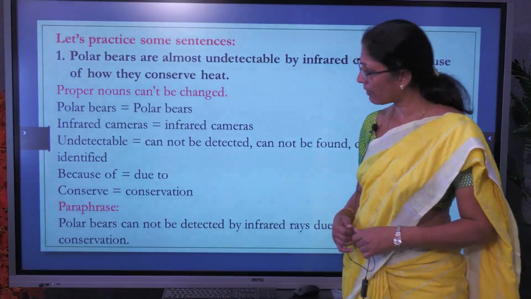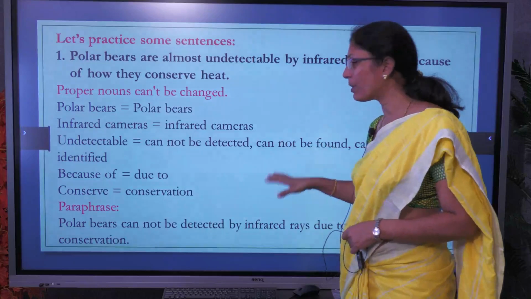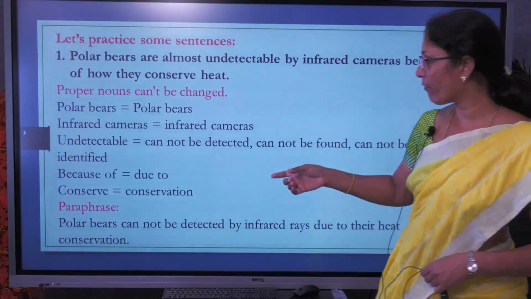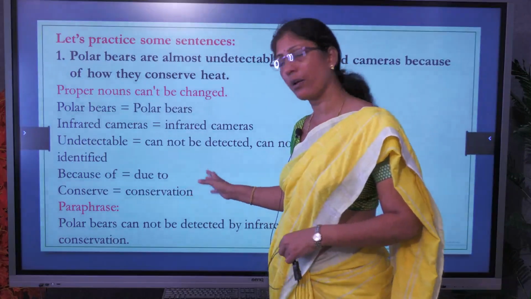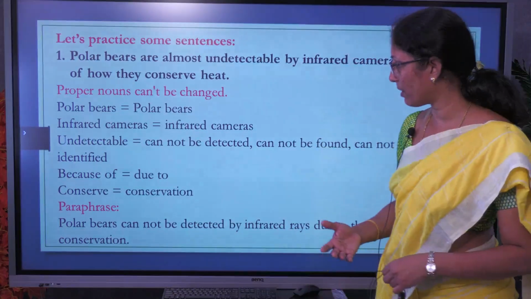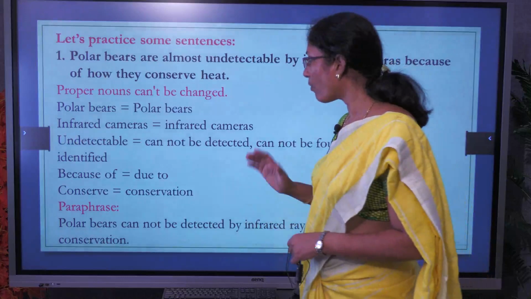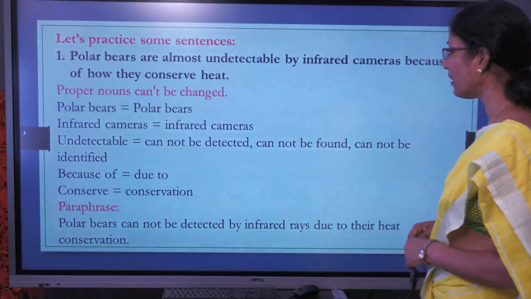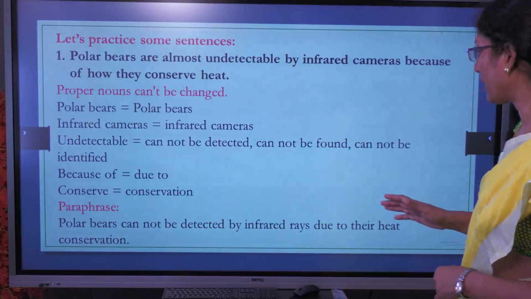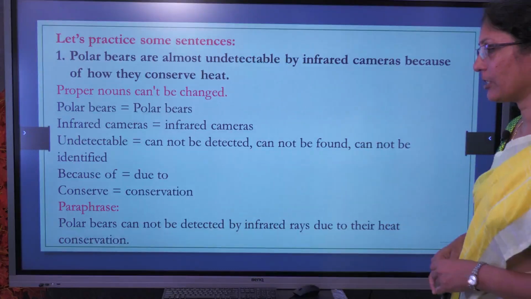So actually there are synonyms for conserve, but those words are not suitable in this context. So for conserve, instead of the verb form, we can replace it with the noun form. Conserve is a verb and conservation is a noun. Okay, next, now let us do paraphrasing. So: polar bears cannot be detected by infrared rays due to their heat conservation.